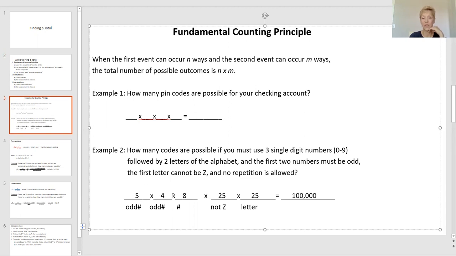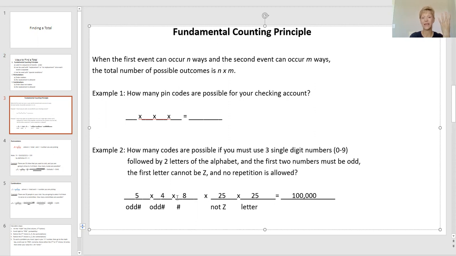Now, when I got to this blank, why is there a 4 there? Remember what it said, it's got to be an odd number. So again, I go back to the odd numbers, 1, 3, 5, 7, 9. They're 5. But remember, I've already used 1 and I can't repeat. I can't replace that and use it again. So that left me 4 choices here.